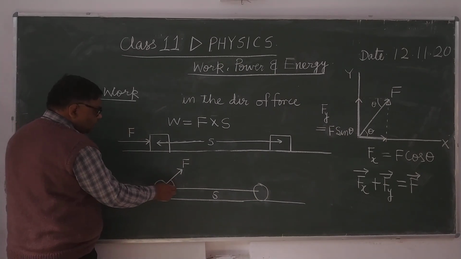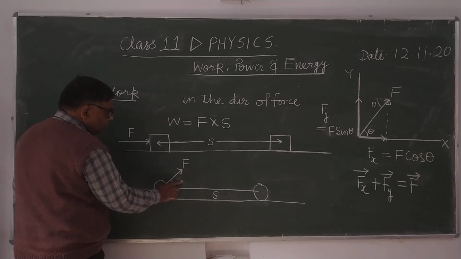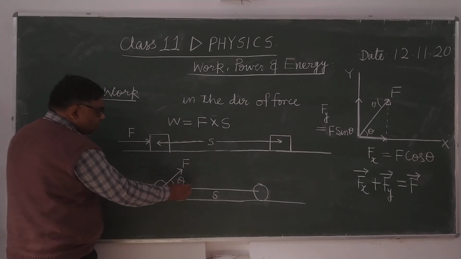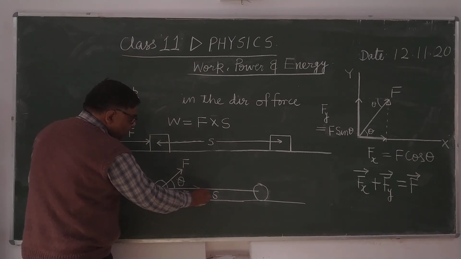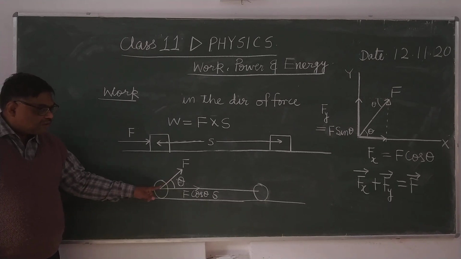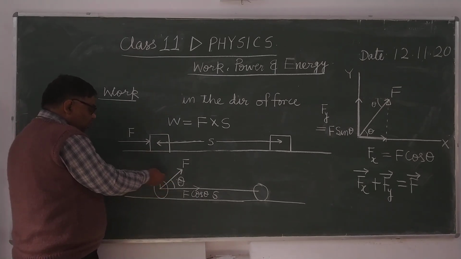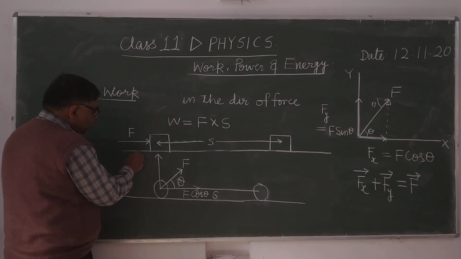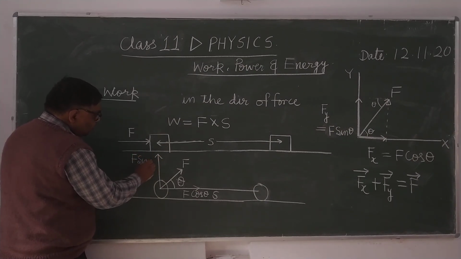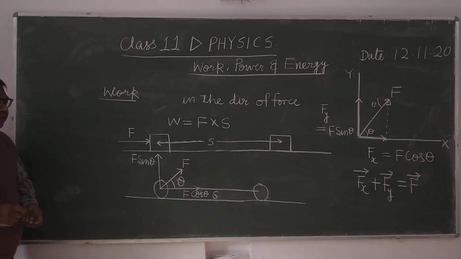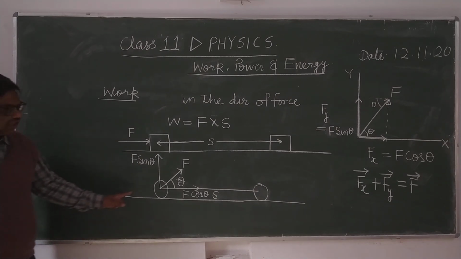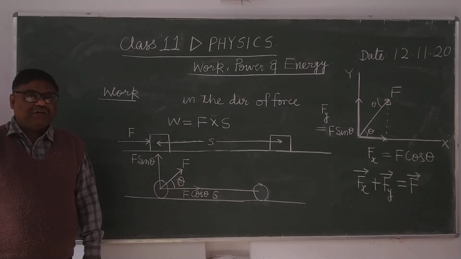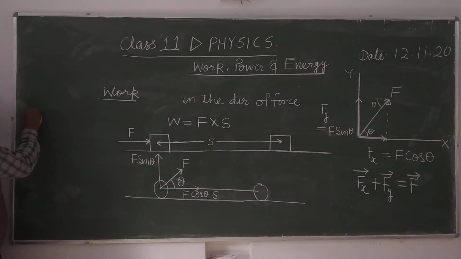If we take this angle theta, what will be the component of F along the displacement? It will be F cos theta. And its component normal to the displacement will be F sin theta. Now see here, you have resolved the force into two components. One is F cos theta, and in the direction of F cos theta, what is the displacement? It is S. So what will be the work done in that direction? F cos theta into S.